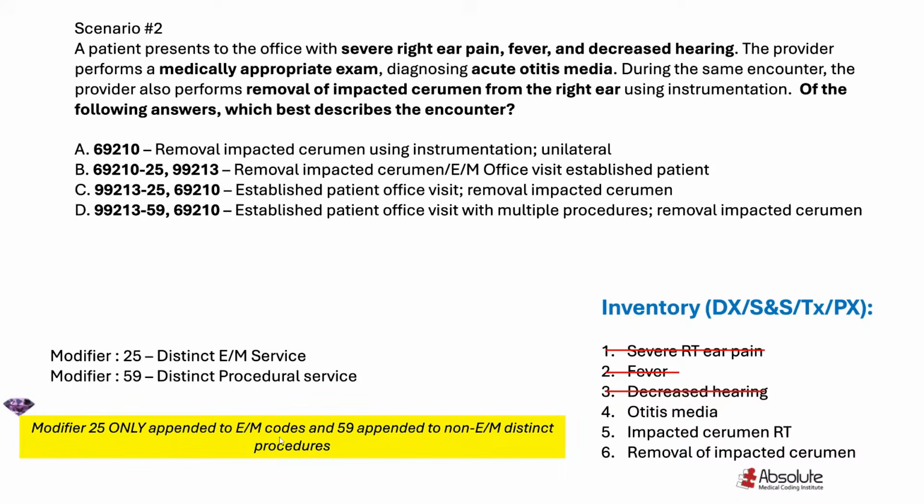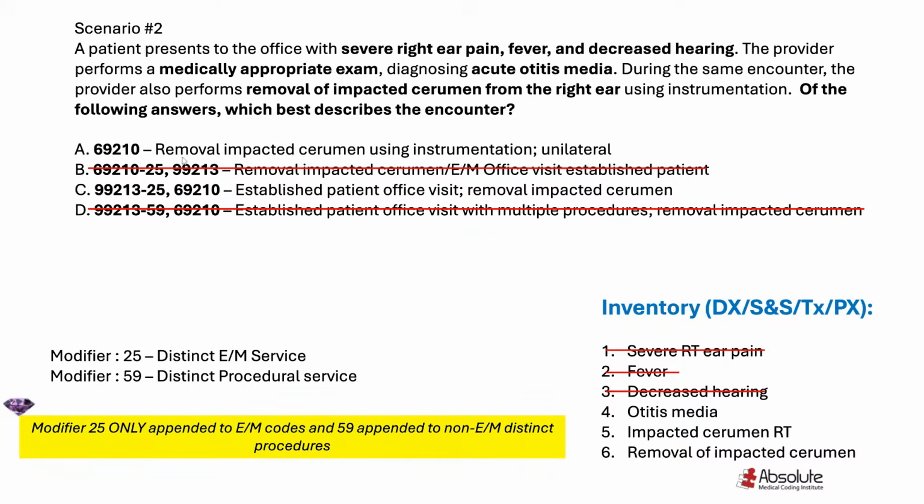If modifier 25 is only appended to E&M codes, we're going to eliminate B, because they've appended modifier 25 to the procedure. And if modifier 59 is appended to non-E&M distinct procedures, then look at this E&M right here. I would say non-E&M codes and are distinct procedures. So let's clarify that. These are appended to non-E&M codes. So 59 may never be on an E&M code because you've got 25, right? So let's get that out of the way because 59 can't do it. And we're left with A and C.